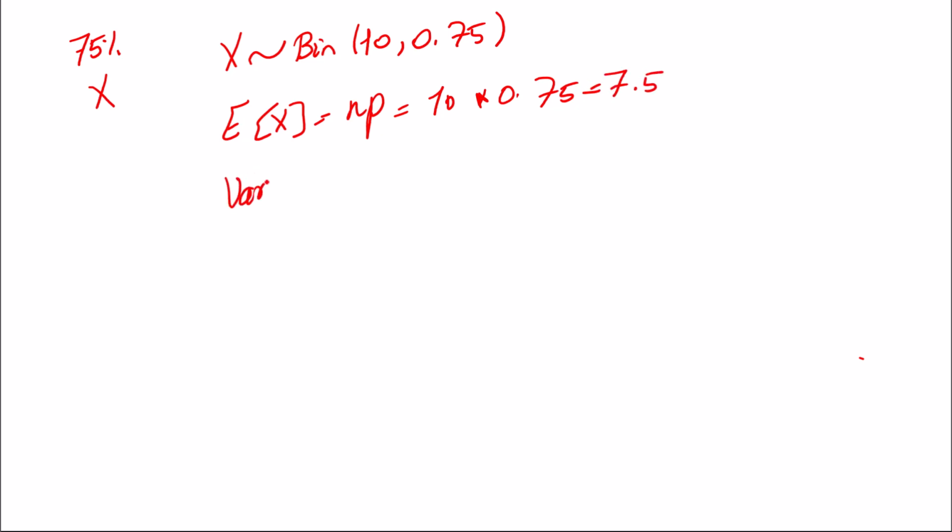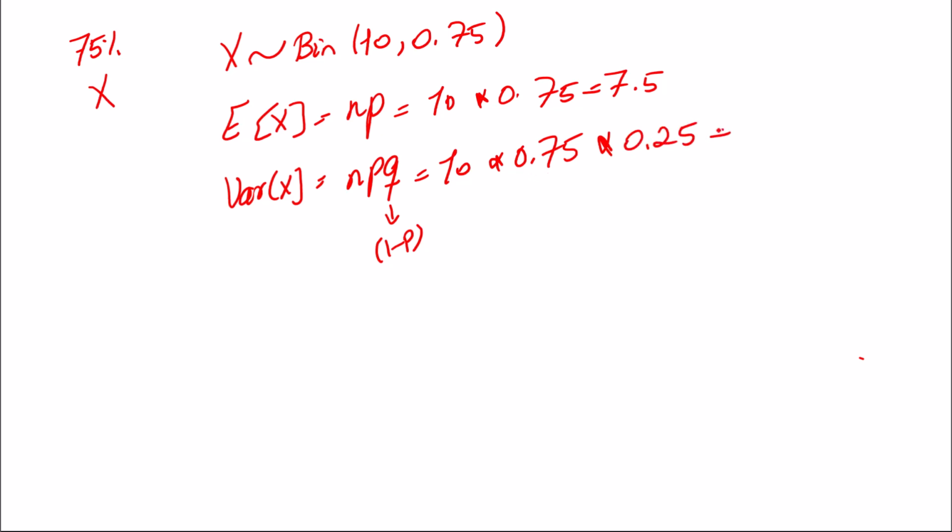Then variance of X is equal to npq, and q is equal to 1 minus p. So we say 10 multiplied by 0.75 multiplied by 1 minus 0.75, which is 0.25, which is equal to 1.875.